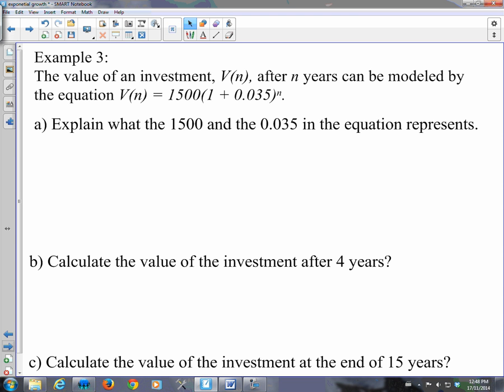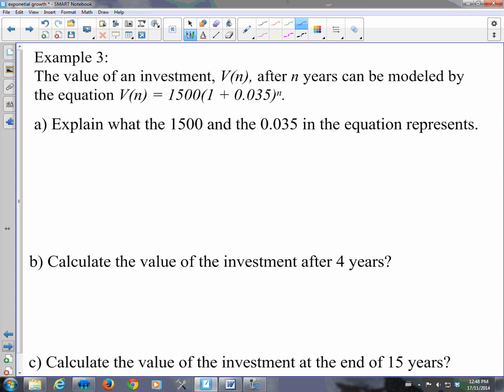All right, one more quick example. The value of an investment after n years can be modeled by the equation B of n equals 1,500 times 1 plus 0.035 to the n. Explain what the 1,500 and the 0.035 in the equation represent.